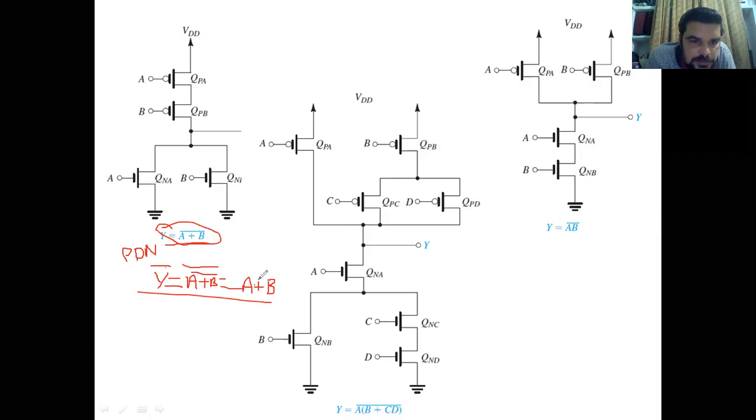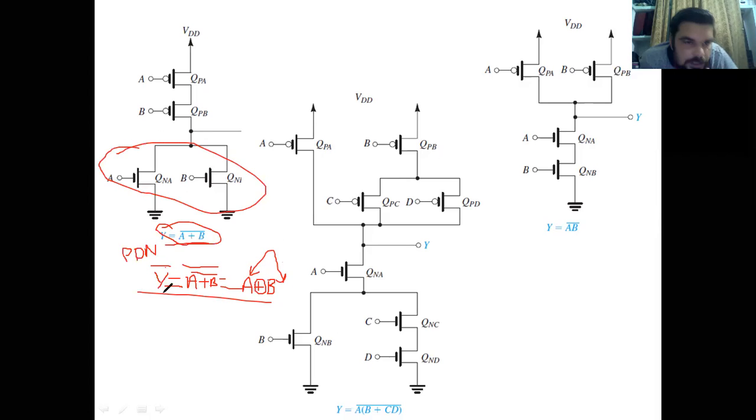Here you can see we will use two NMOS which are connected in parallel, and one NMOS will have input A, one NMOS will have input B. So this is your connection of pull down network.